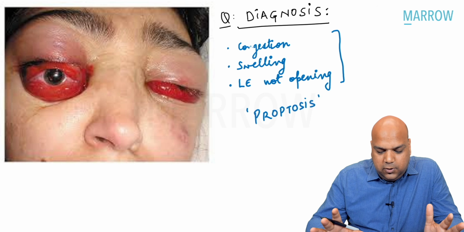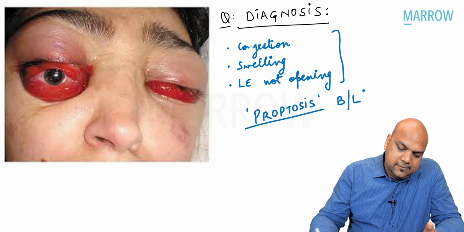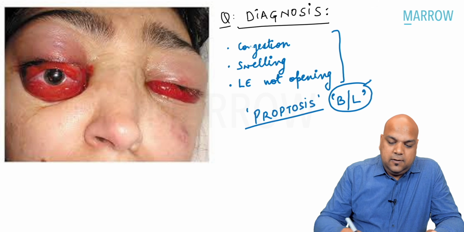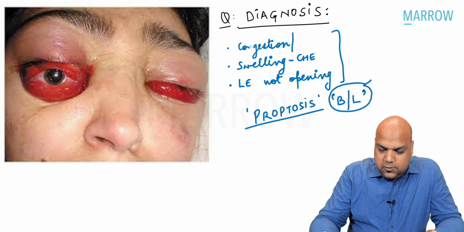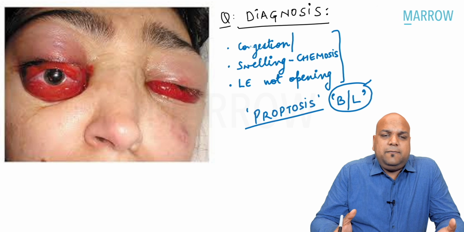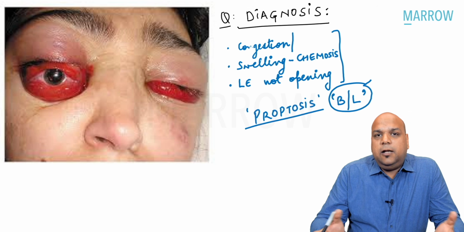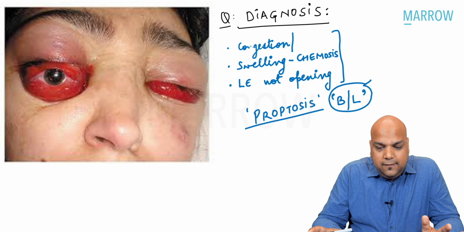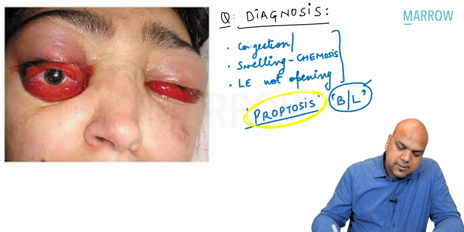So now we are talking about a case of proptosis, which is bilateral, which has a lot of congestion. Along with congestion, we have swelling. And as we know, swelling of the bulbar conjunctiva is known as chemosis. Rest of the things we can't see. We can't see whether there is restriction of ocular movement or not. We can't see whether the trigeminal nerve is involved or not. We understand this.